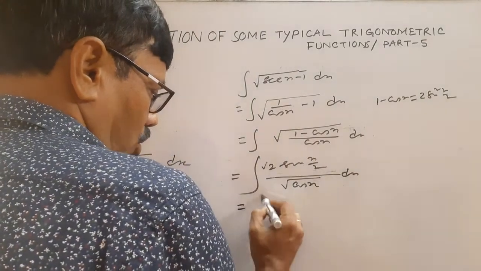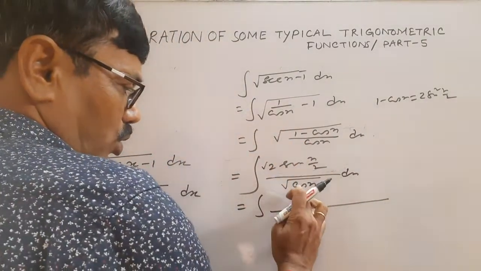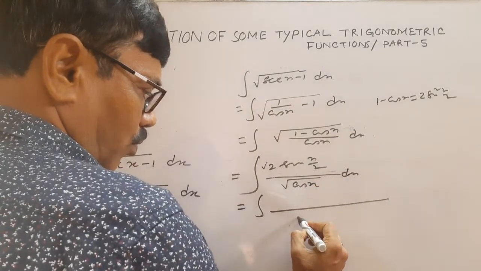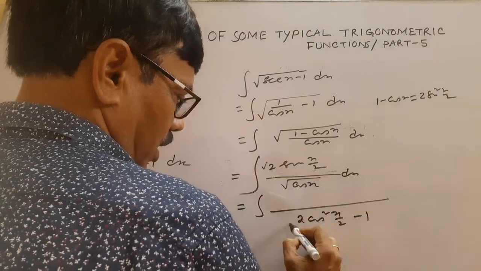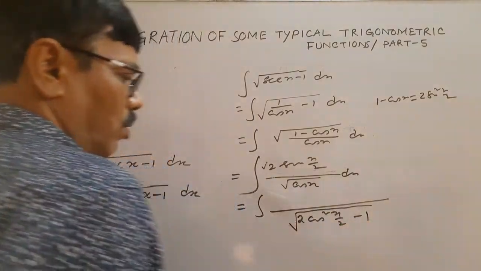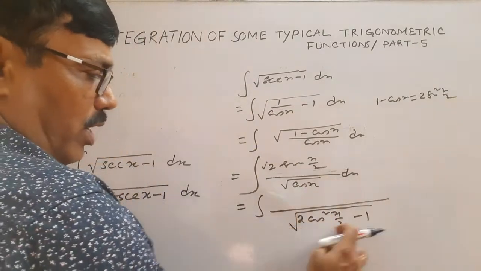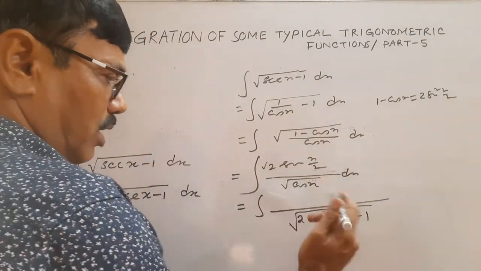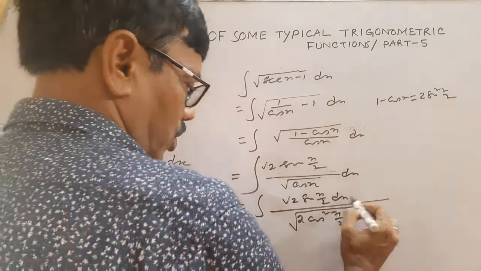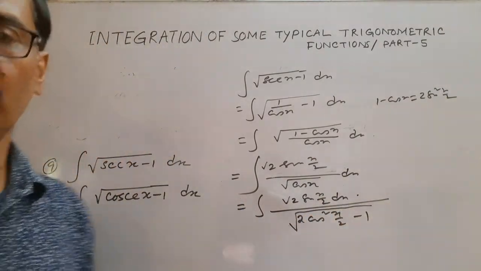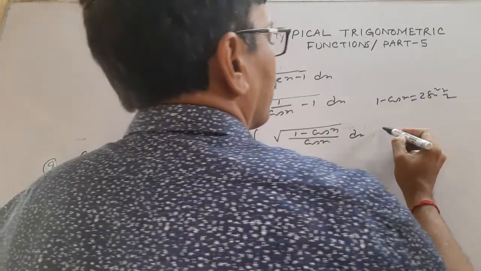Now the derivative of cos x by 2 is sin x by 2. So express cos x in terms of cos x by 2: 2 cos square x by 2 minus 1. This is the formula of cos 2x, 2 cos square x minus 1. So cos x equals this, root 2 sin x by 2 dx. Then you put a transformation to make it standard form.